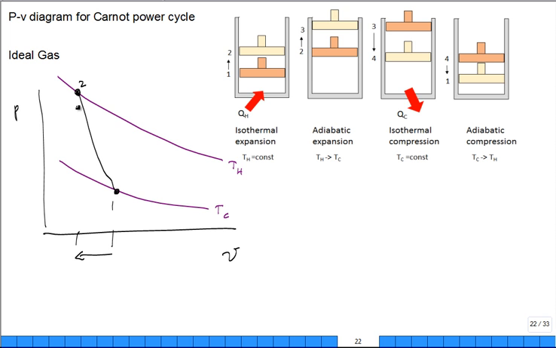Then you have isothermal expansion, 2 to 3. Then isothermal, this is isothermal. No, I should have started 1 to 2 up here, sorry. 1 to 2 if I'm staying true with my diagram. I start with isothermal expansion. Then I go adiabatic expansion. Then I go isothermal compression to 4. And then I go 4 to 1.